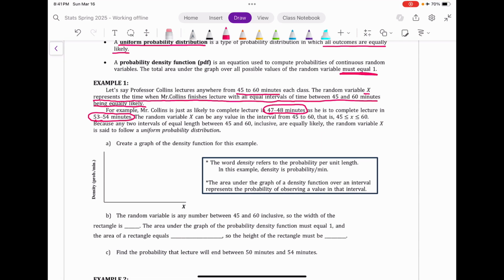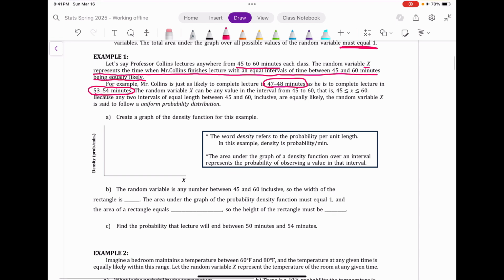So let's look at part A. We want to create a graph of the probability density function. So what we're going to do is scale it from 45 to 60 on the horizontal axis. And then since it's a uniform distribution, we're going to draw it as a rectangle. Now, part B says the random variable is any number between 45 and 60 inclusive.